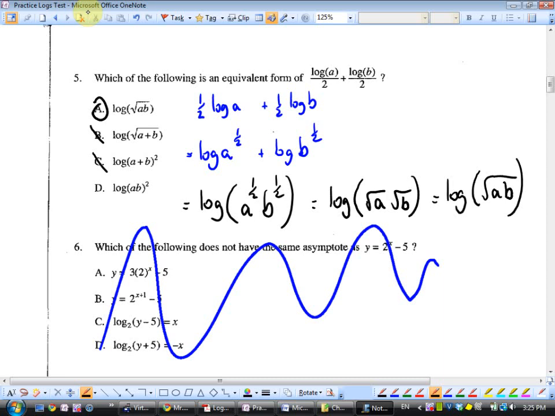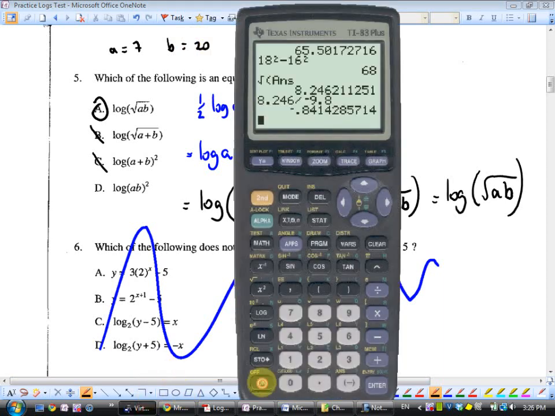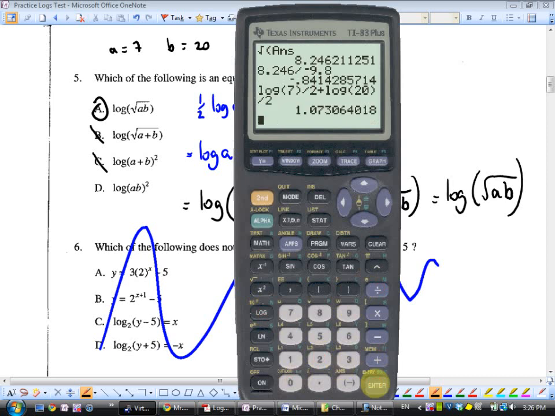Honestly, let A and B be actual numbers. I might let A equal 7 and B equal 20. I'm just making up two numbers. And on my calculator, I would go the log of 7 divided by 2 plus the log of 20 divided by 2. And I would jot down that decimal, 1.073. And then I would type each of these into my calculator, letting A be 7 and B be 20, and see which of these as a decimal gave me 1.073. Because if it works for numbers, then they're the same for algebra too.